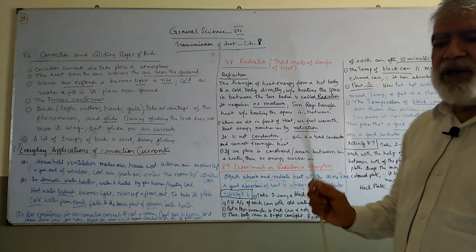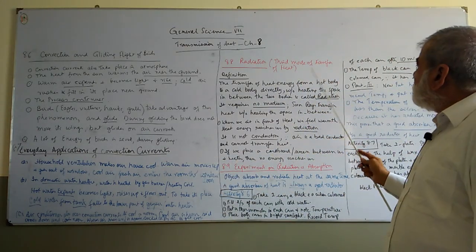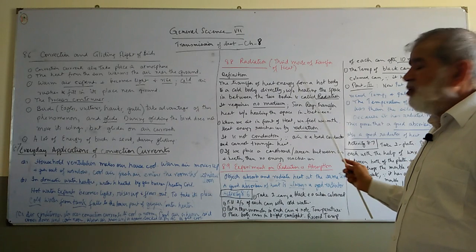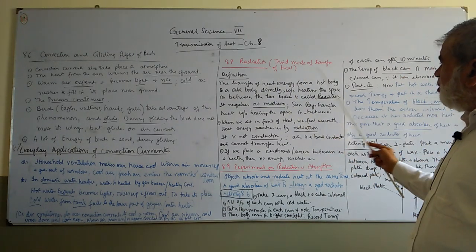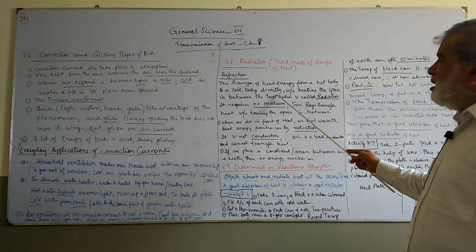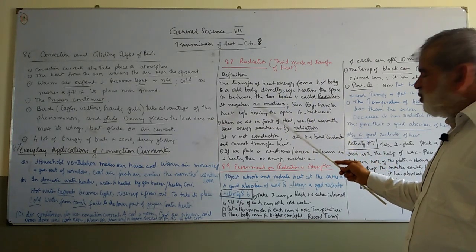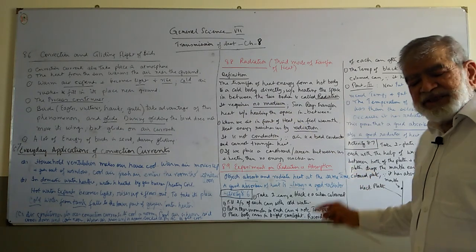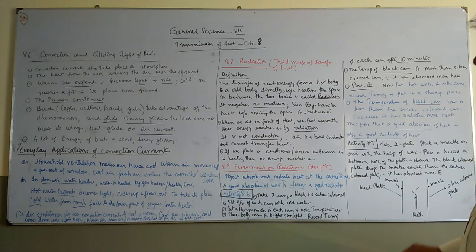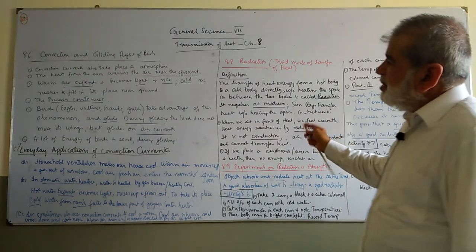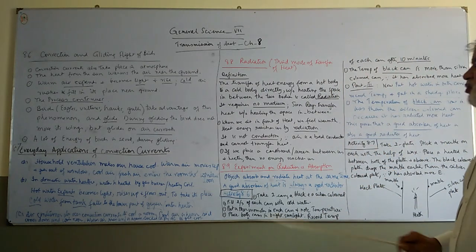Radiation के main points क्या हैं? Number one, main point is it's a transfer of heat without any medium in between. The transfer of heat energy from a hot body to a cold body directly without heating the space in between the two bodies. It requires no medium. किसी इस वसीले की जरूरत नहीं है. Please remember this thing. Conduction requires a medium. Convection requires a medium. Radiation requires no medium.